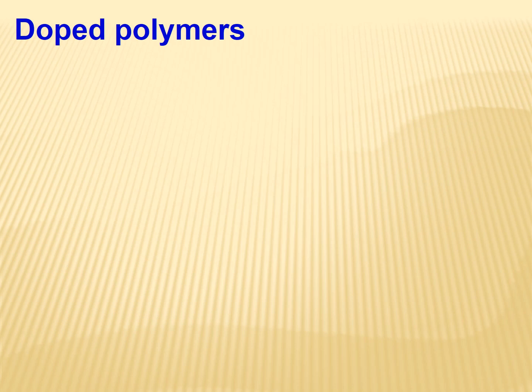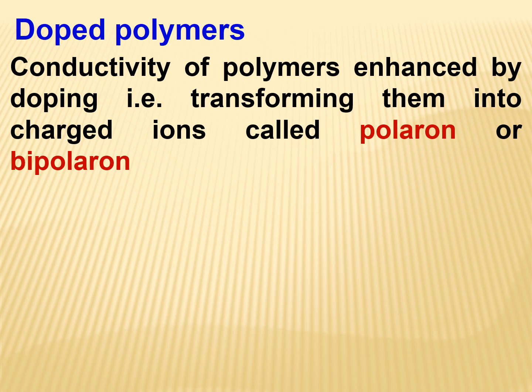What are doped polymers? Now, doped means the process of doping. Conductivity of polymers can be enhanced by doping. Suppose you have a conducting polymer, you can change its conductivity by doping. Doping means transforming the polymer into charged ions. The process of transforming a conducting polymer into charged ions is called doping. And these charged ions are called polarons or bipolarons. Now why two names, polaron or bipolaron? If there is only one charge, that is called polaron. If there are two charges, that is called bipolaron.